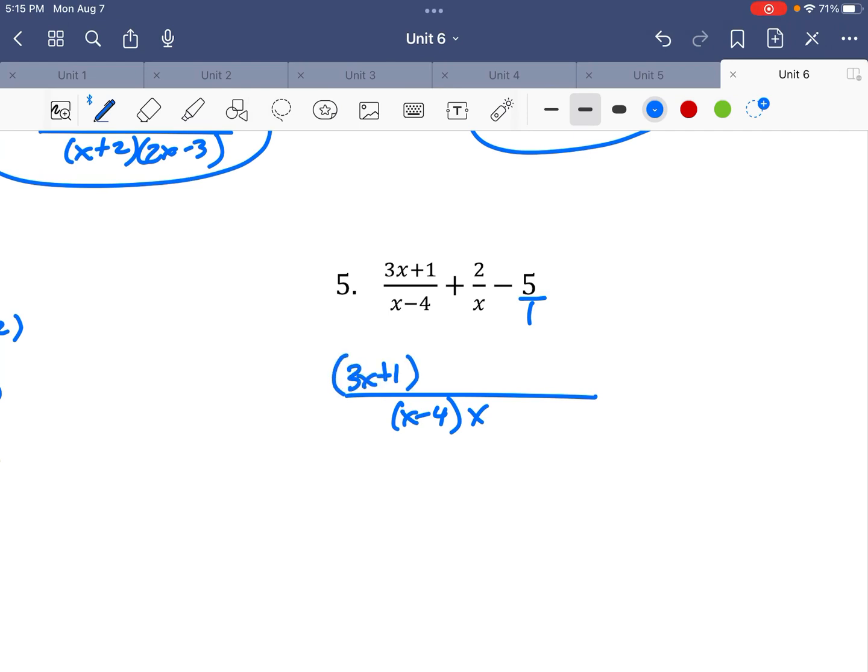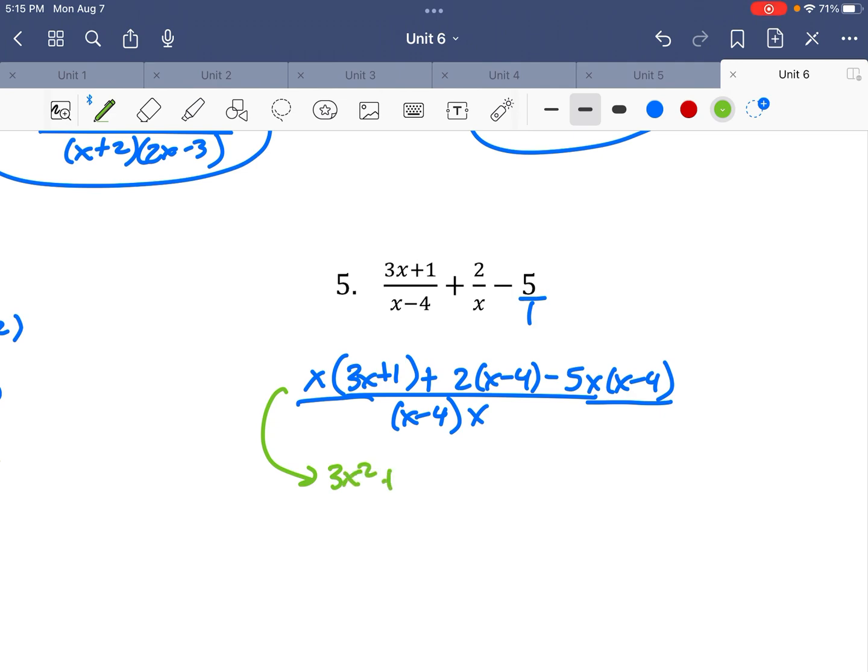3x plus 1. The only thing that he doesn't have down here is this x, so I give him an x. The 2 does not have x minus 4. And the 5 has nothing basically on the bottom. The 1 doesn't really help us at all. So the minus 5 is going to get the x and the x minus 4. So I just wrote it in that order because that's how we're used to seeing it. All right, so let's work this out.